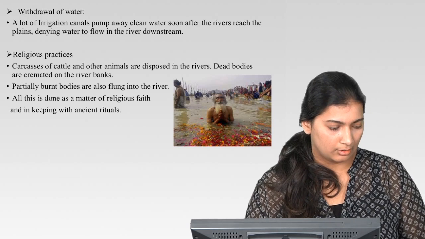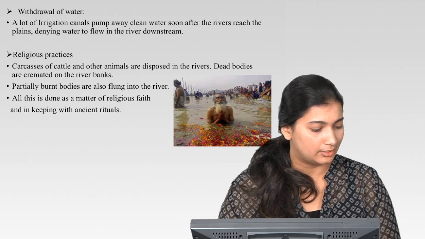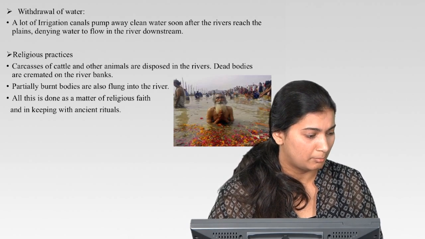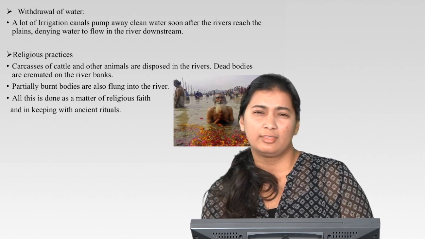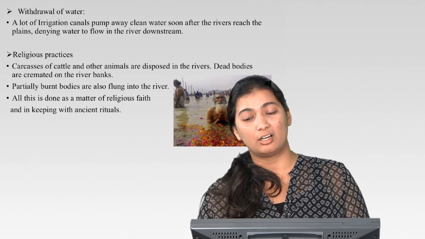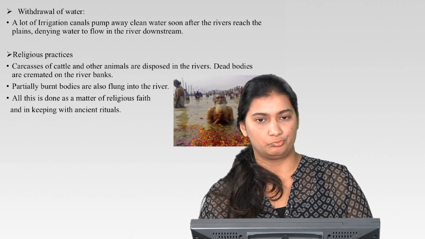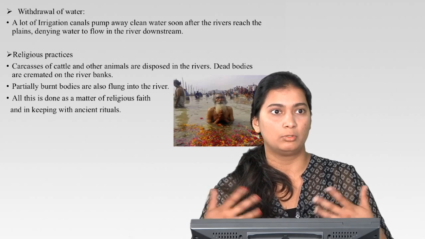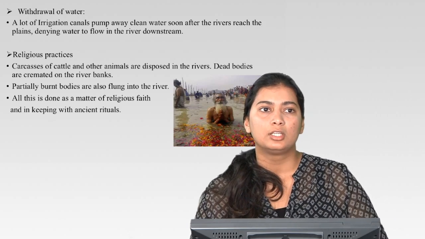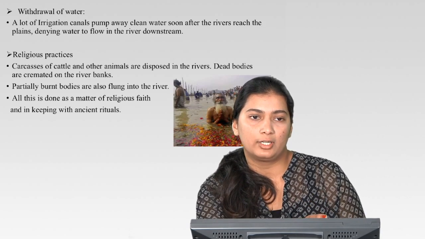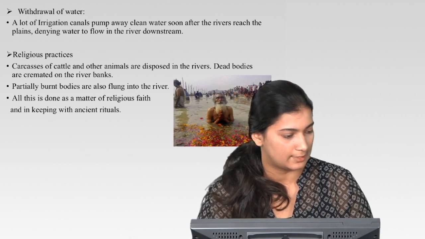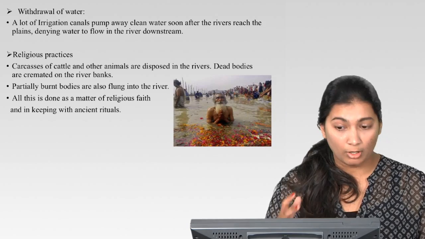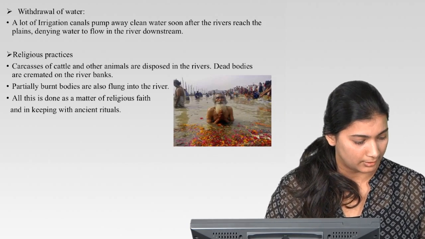This is like there are carcasses of cattle and other animals disposed in the river. Dead bodies are cremated in the river banks. Partially burned bodies are flung in the river. This is because mainly in Ganga, they consider just putting the dead bodies in the water or partially burned water as holy. Like if the person dies and if they do this to the dead body, probably he is just washed off of all the sins. That is one of the thoughts behind doing this. So all of this adversely affects the water quality.